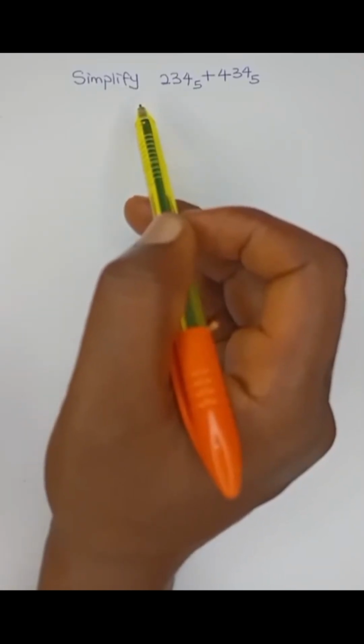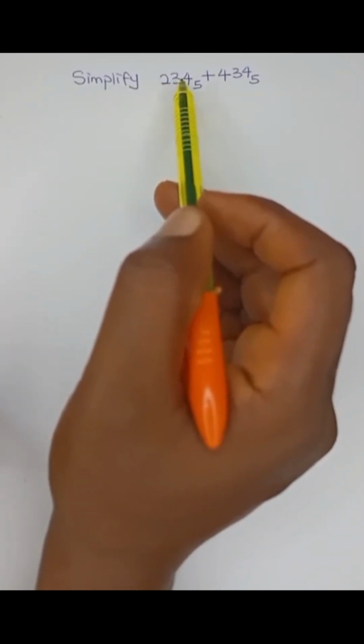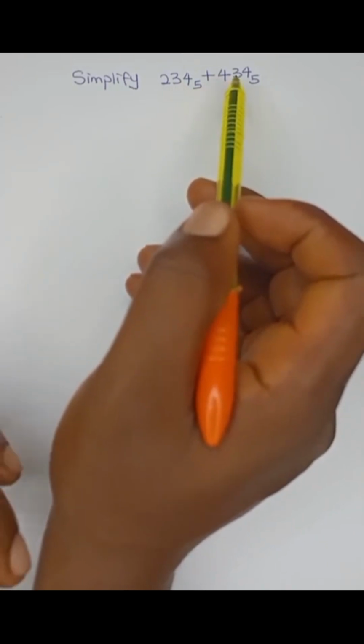Hi guys, let's look at this simple question that we have here. We're told to simplify 234 base 5 plus 434 base 5.